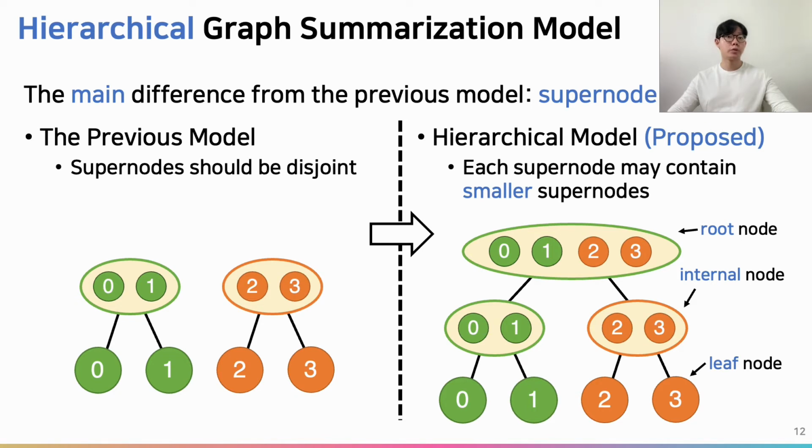However, in our proposed hierarchical graph summarization model, each supernode may contain smaller supernodes. We provide an example hierarchy among supernodes. Note that subnode 2 is included in both the root supernode and an internal supernode. Allowing such hierarchical relations between supernodes helps concisely represent relations between nested communities within the input graph.